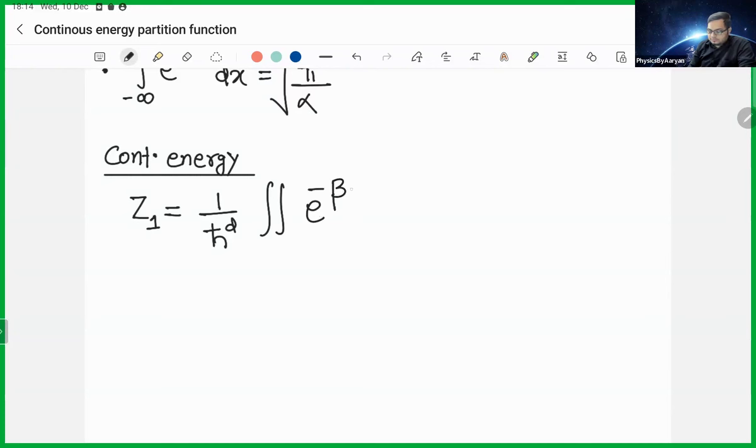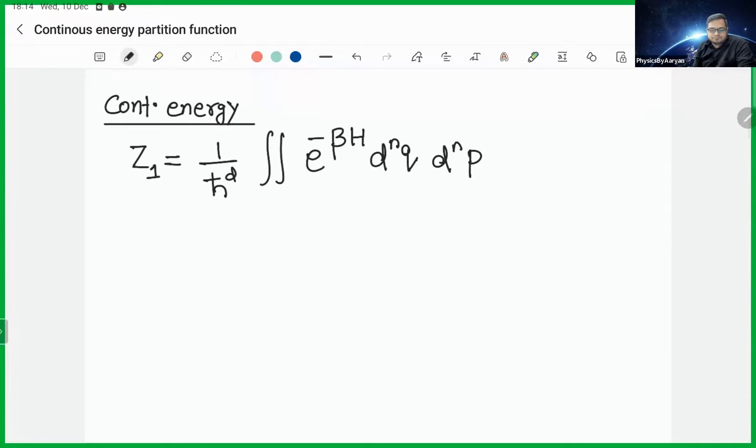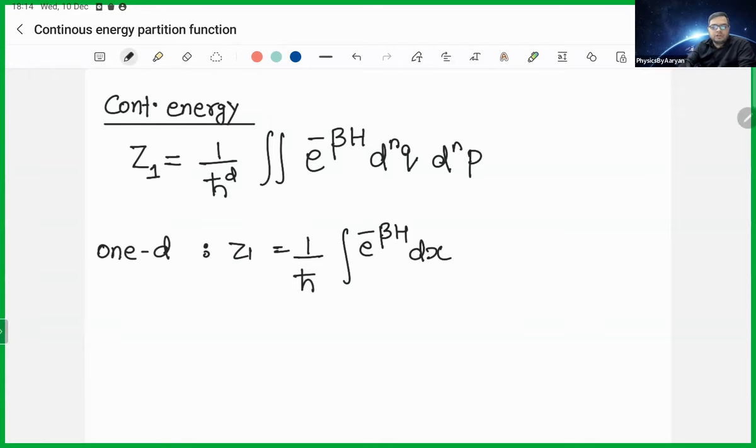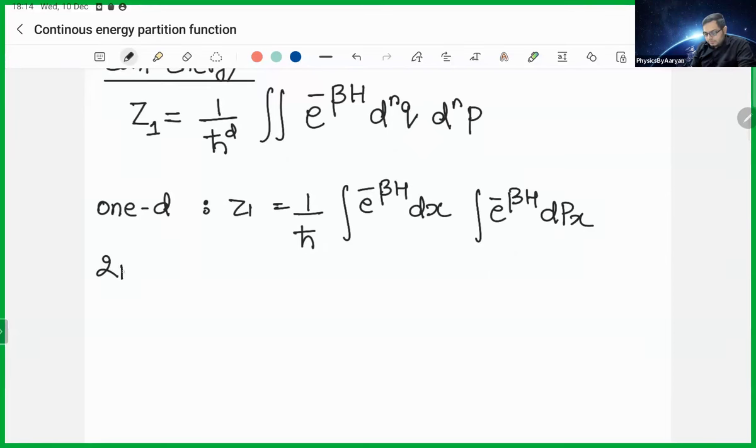e to the power minus beta h into dq, or you can say dnq, and then dnp. This is the situation. So let's understand what I have done here. Let's say you are in one dimension. So your Z1 becomes 1 by h bar e to the power minus beta h into dx. Simple. Because you are only in one dimension, it is only dx. And this will become e to the power minus beta h into dpx. Simple.